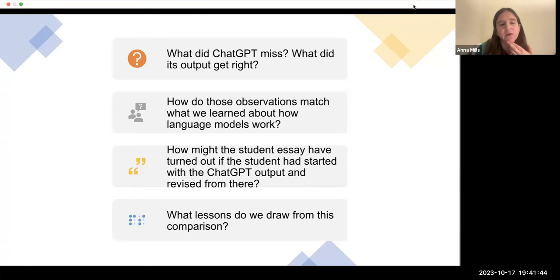And this comes after the micro lessons, or a little bit longer lessons in my case, about language models. So how does what we're seeing fit what we know about language models? And how might the student essay have turned out if the student had started with the ChatGPT output? What might they have never thought of or come up with that they did come up with on their own?